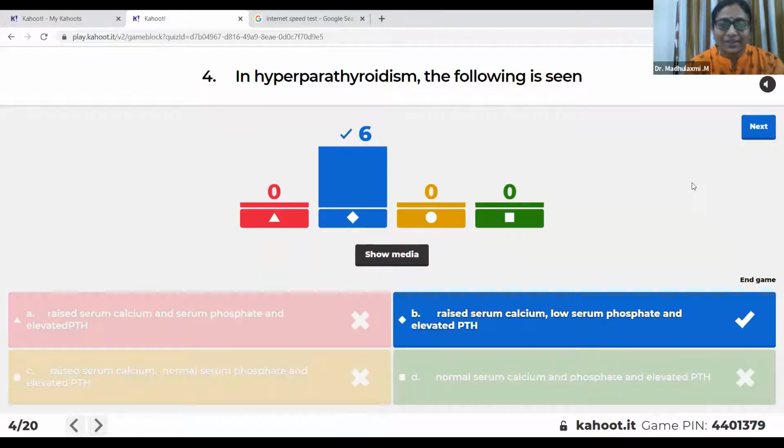Okay, all of you have got it right. It's raised serum calcium, low serum phosphate, and elevated PTH. If this question was secondary hyperparathyroidism, then you would have a low serum calcium, an increased serum phosphate, and an elevated parathyroid hormone. All right?